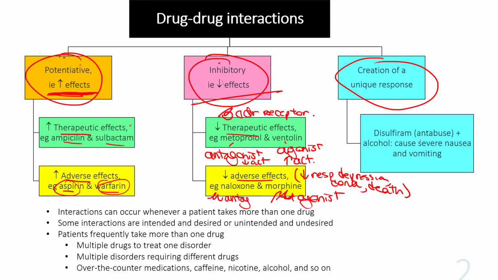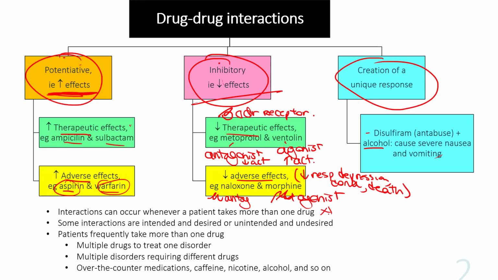The third category is the creation of a unique response. An example here is disulfiram, which when a person takes it by itself, doesn't do anything. It doesn't lead to any obvious effects. But when that person then drinks alcohol, it can cause a severe reaction, and the person will feel nauseous and vomit.